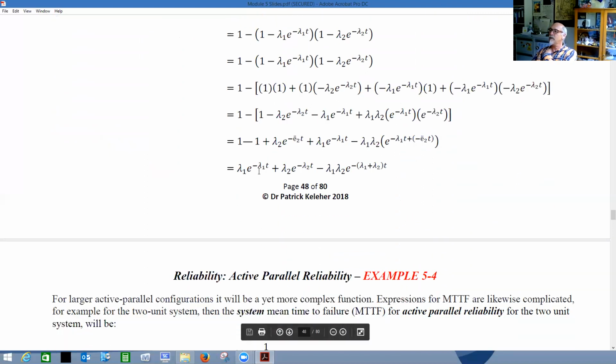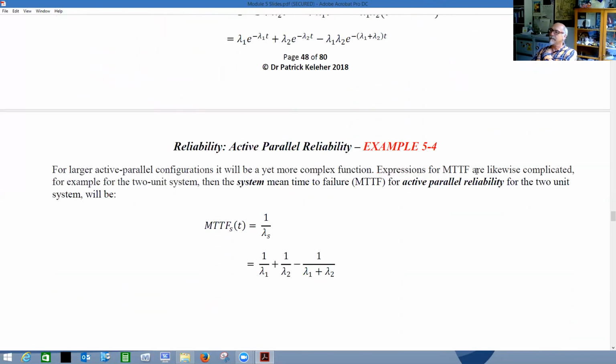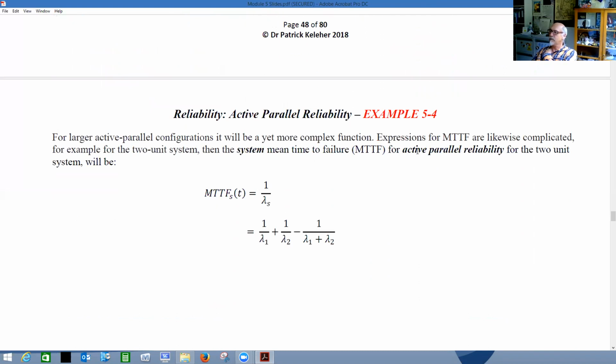So again, if we know lambda 1, lambda 2, we can go about doing that calculation. So keep that in mind. But again, it looks highly complicated, but it's just really straightforward first-year mathematics. All right, and again, we can calculate for the active parallel reliability, the system's mean time to failure.